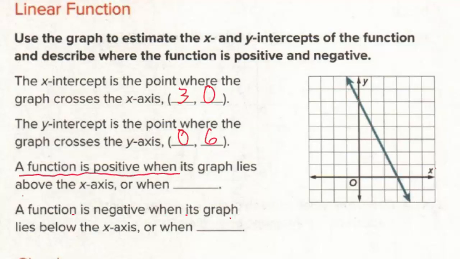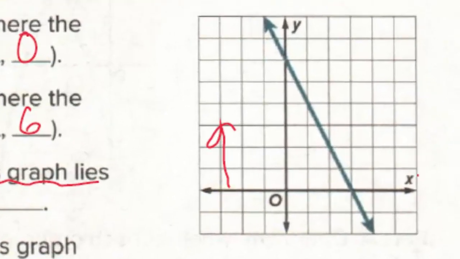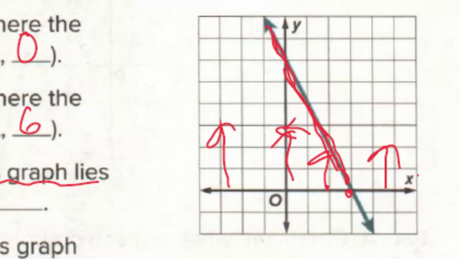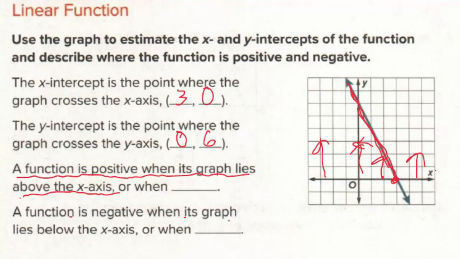The function is positive when its graph lies above the x-axis. So everything that's above the x-axis is where my graph is positive. However, it only occurs along this portion of the line where all the x values on this line are less than, because they're going to the left, of the intercept. So this graph is positive when x is less than 3. So we have a domain where it's less than 3.